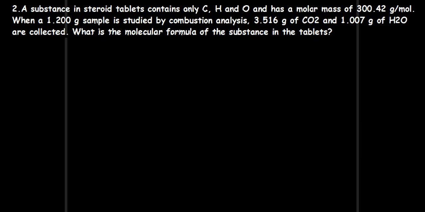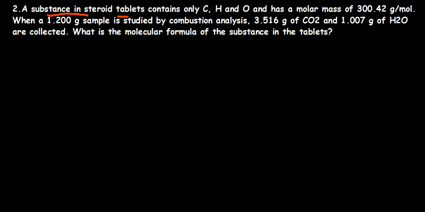Okay, so the question reads: a substance in storage tablets contains only carbon, hydrogen, and oxygen, and has a molar mass of 300.42 grams per mole. When a 1.2 gram sample is studied by combustion analysis, 3.516 gram of carbon dioxide and 1.007 gram of water are collected. So the question now is, what is the molecular formula of the substance in the tablets?